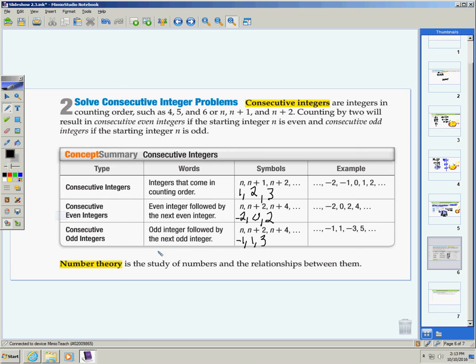And number theory is the study of numbers and the relationships between them. Number theory sounds really fancy. It's really not, okay? I know no one had ever told me about number theory when I went to college, so I always heard people talking about it, and I thought they were super smart, and then I realized number theory is just things like saying n and n plus 1 are two numbers right next to each other. Okay? So don't be intimidated by that word, number theory. It's not as complicated as it sounds.